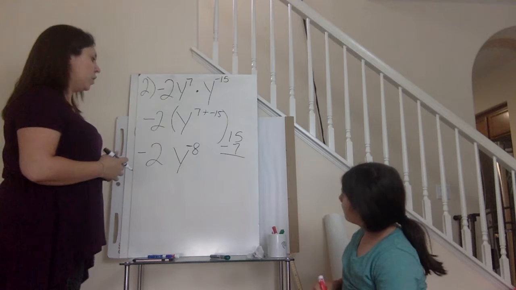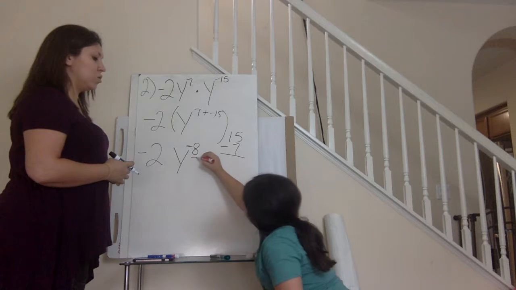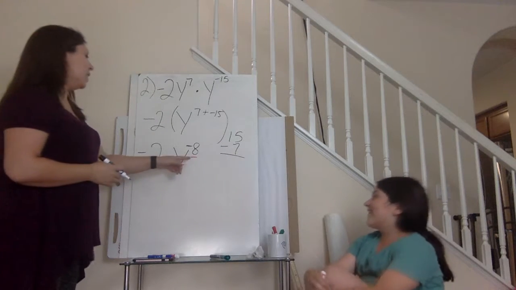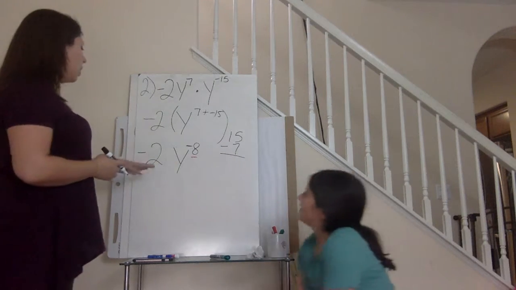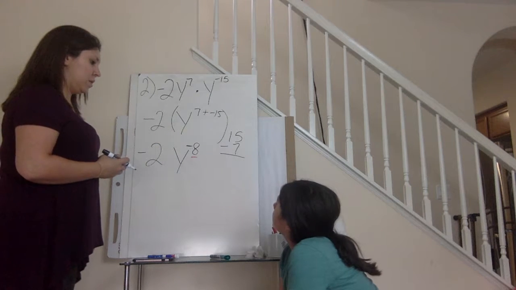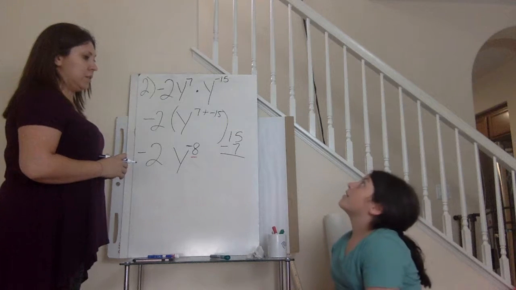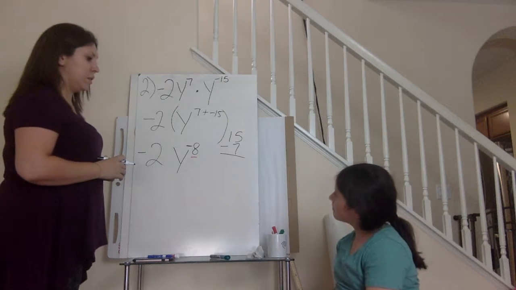Yes. Okay, what is it? This. You just want an excuse to draw on my board. Okay, so I have the negative 8. What do I need to do because I have that negative 8? Does it stay or does it move? It moves. It moves where?